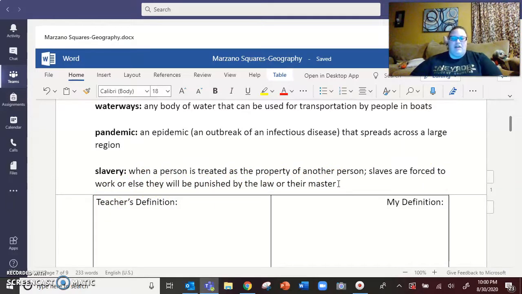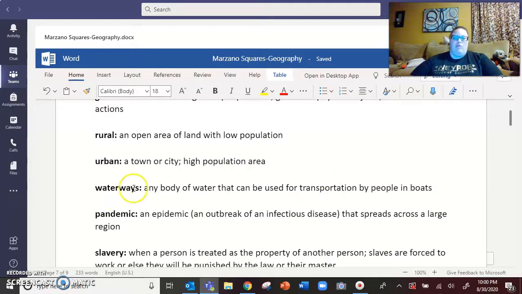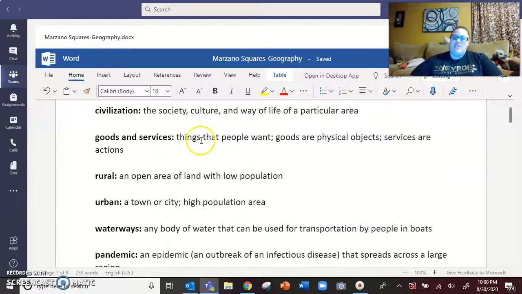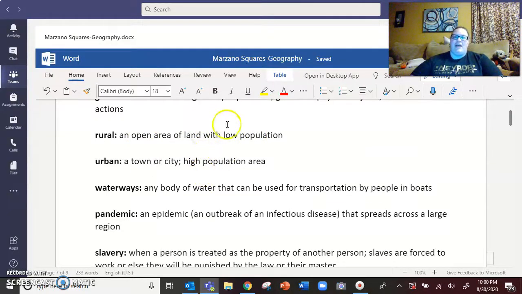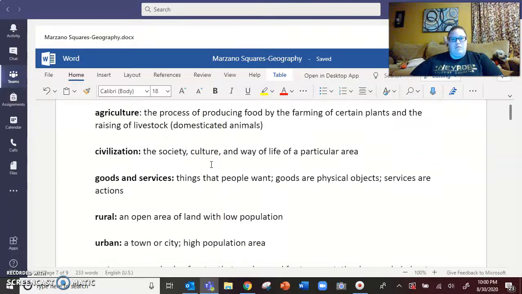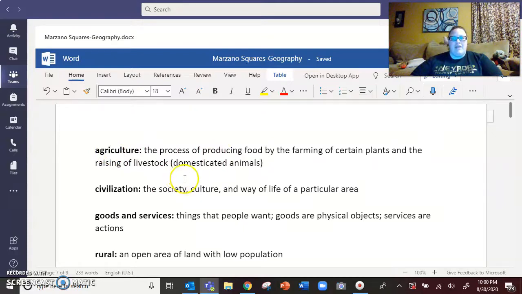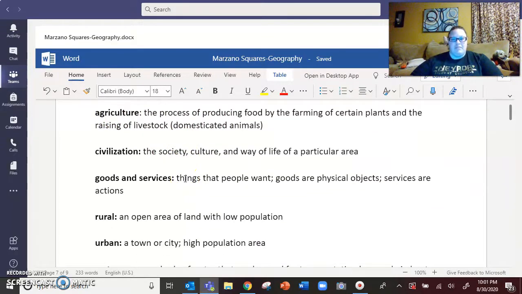So we are going to be talking a lot about slavery and enslaved people this year. We're going to be talking a lot about waterways and civilizations, agriculture, goods and services. We're going to be talking a lot about all of this, which is why these are our first 8 vocabulary terms. It's really important that you know them. So I want you to pause the video right here, and read through all 8 vocabulary terms by yourself, one more time. Seriously, pause the video, read it to yourself.